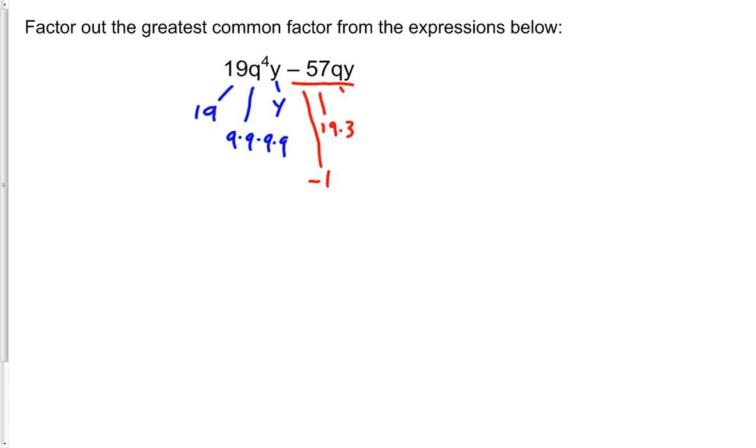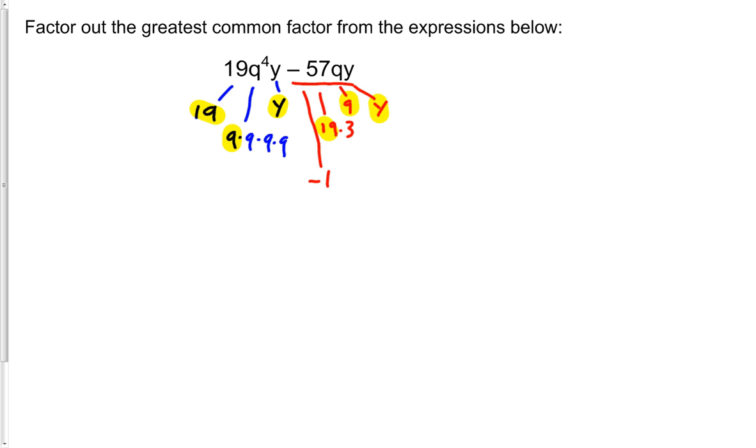And then we have a q to the first power, so I'll just write that as a factor, and a y to the first power, so I'll write that. So let's look for what our common factors are now. First of all, both of them have a 19 in common, so we'll write that one down. I see that both have a y in common. And it looks like they both have a q in common.